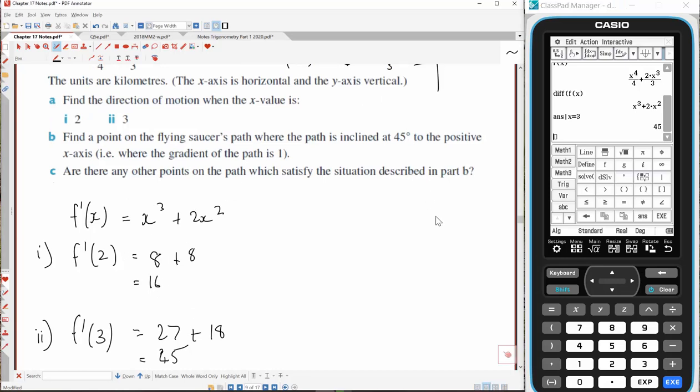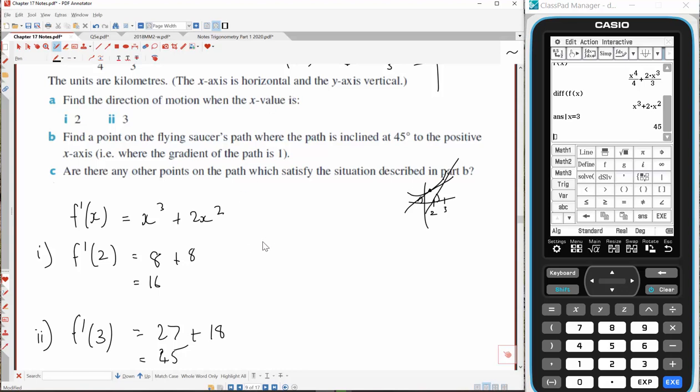So basically it's saying that if this flying saucer is flying like this, it flies with a gradient of 16 when x is equal to 2, and when it gets to 3, it's an even higher gradient. So what we want to do is find the direction made to the positive direction of the x-axis at these 2 points.